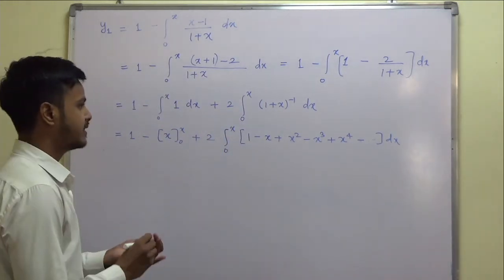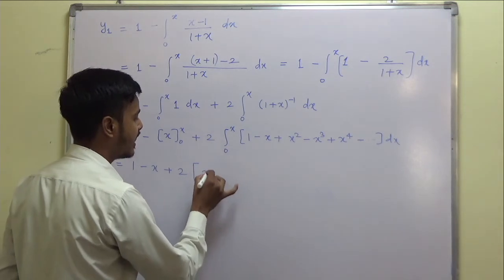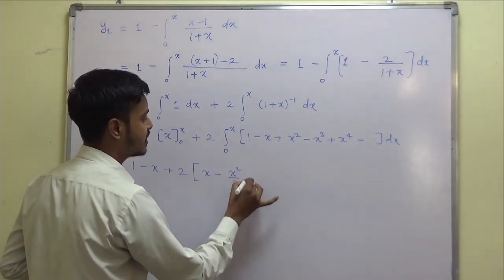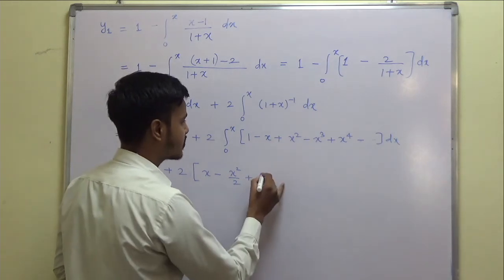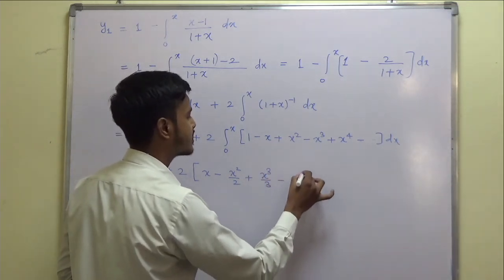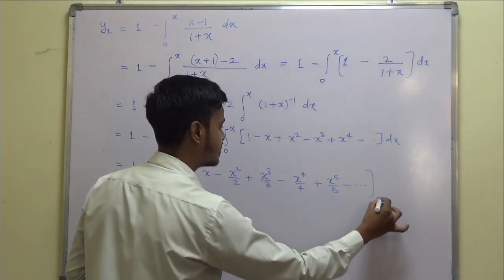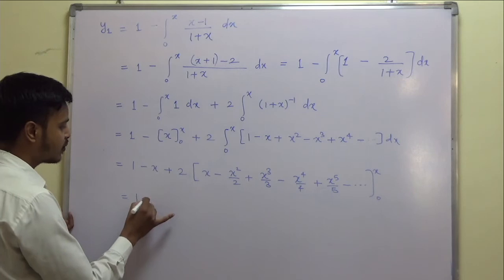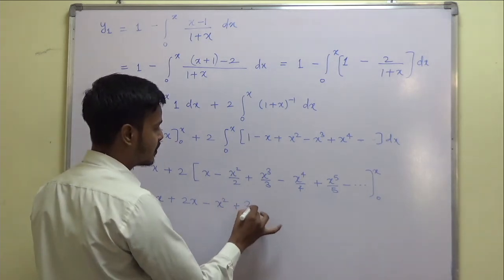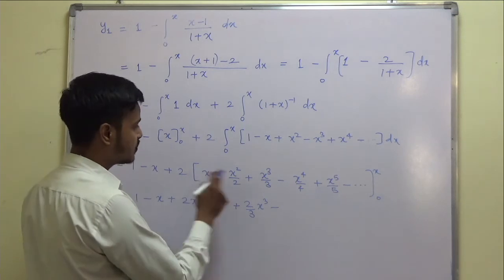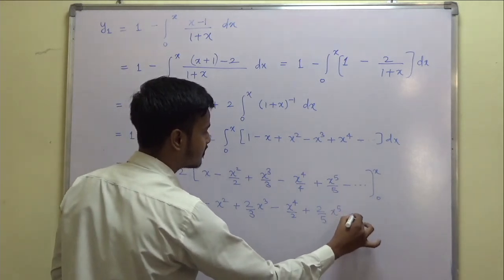So when you integrate this, you'll be getting 1 minus x plus 2 into, integration of 1 is x, minus x squared by 2, plus x cubed by 3, minus x to the power 4 by 4, plus x to the power 5 by 5 minus and so on, limit 0 to x. Now apply the limit. So this is 1 minus x plus 2x minus x squared plus 2 by 3 x cubed minus x to the power 4 by 2 plus 2 by 5 x to the power 5 minus and so on.